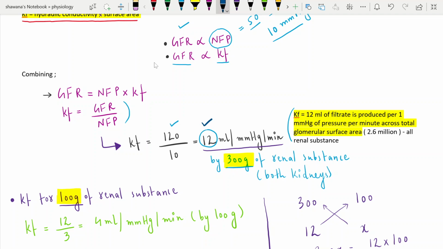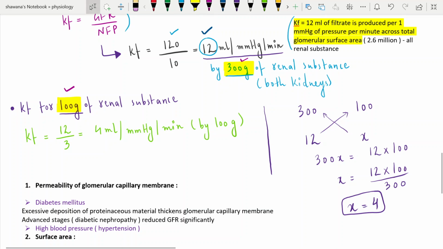And you know that both of the kidneys have the weight of approximately 300 grams. Both kidneys have the weight of 300 grams. And when we want to find the Kf for 100 gram of the renal substance, we can just use the equation: for 300, the Kf was 12 ml per mmHg per minute, but for 100 we can just cross multiply them and we obtain a number of 4, which is 4 ml per mmHg per minute per 100 gram of the renal substance.